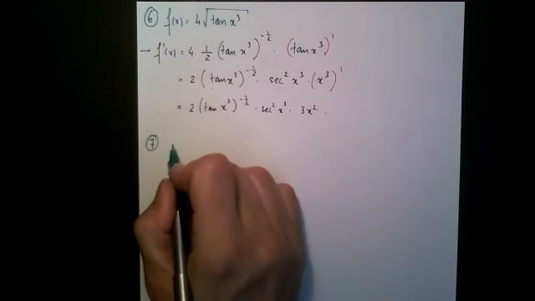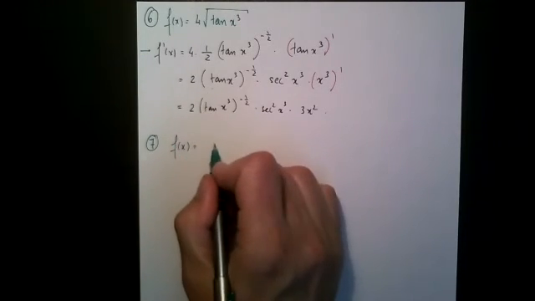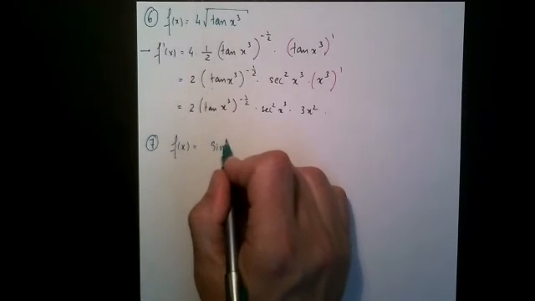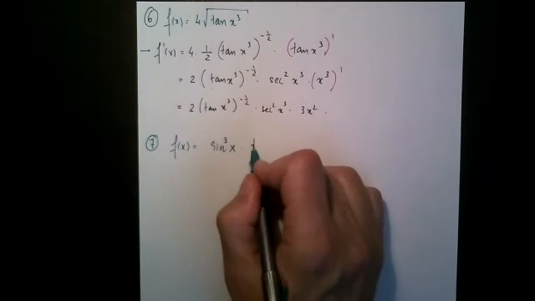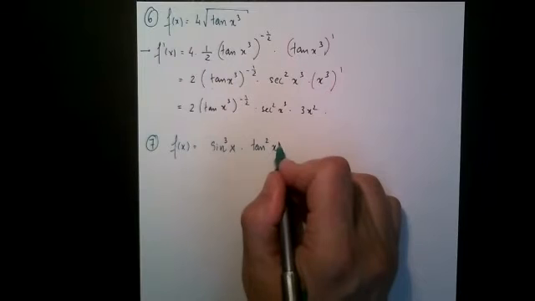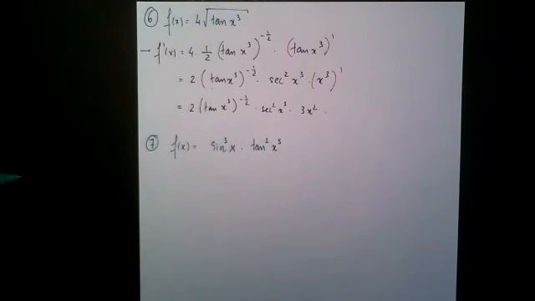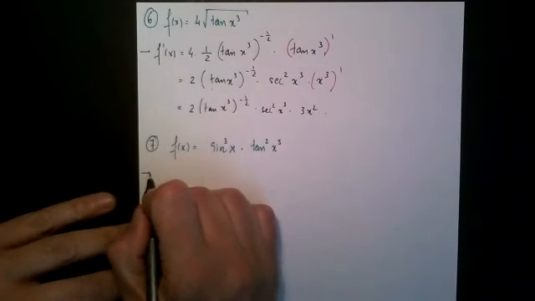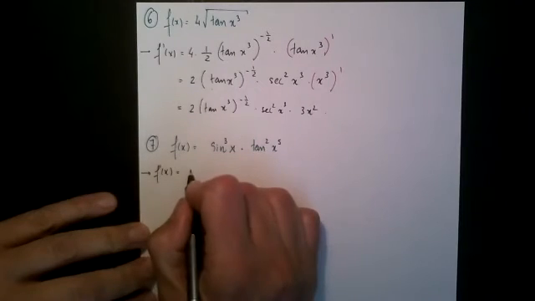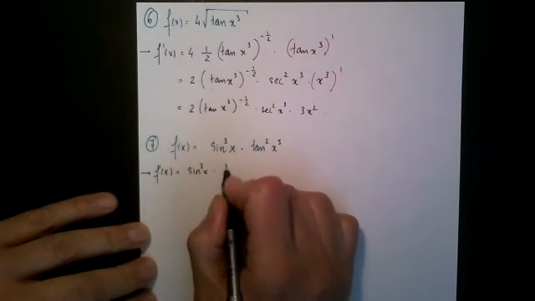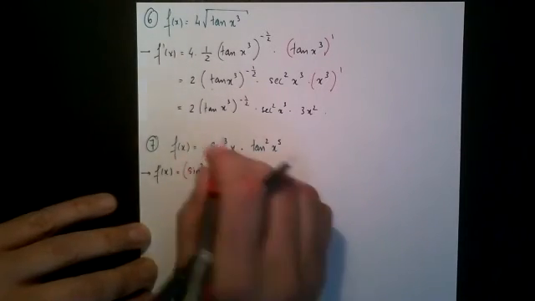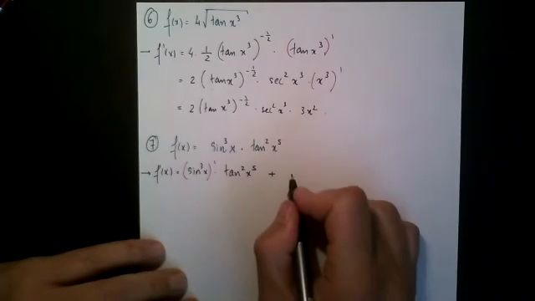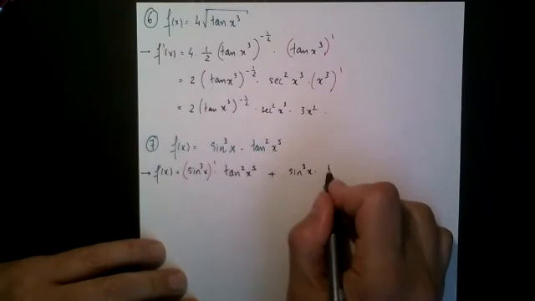Okay, number 7. f of x is, let's say, sine cubed of x times tangent squared of x to the fifth. So derivative of the first times the second plus the first times the derivative of the second.